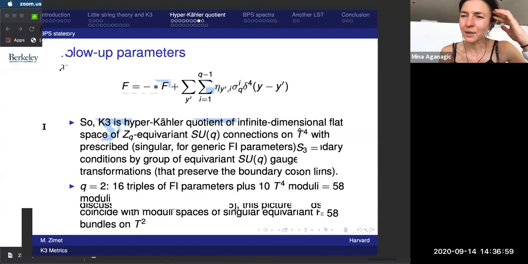Can you explain again how you see that this is how the block parameters enter? Yeah.